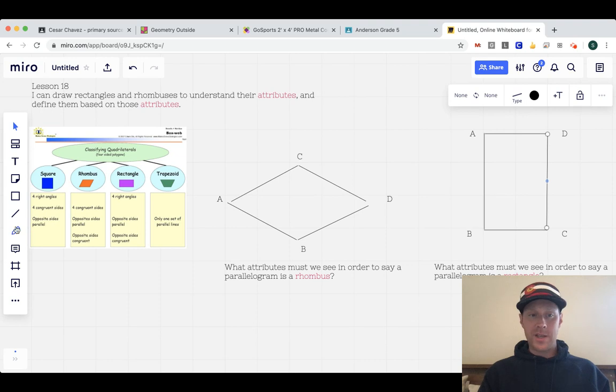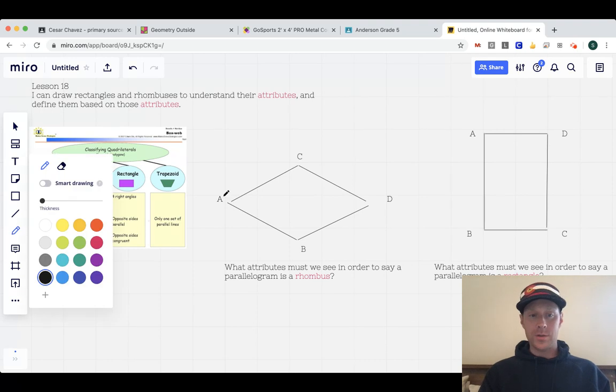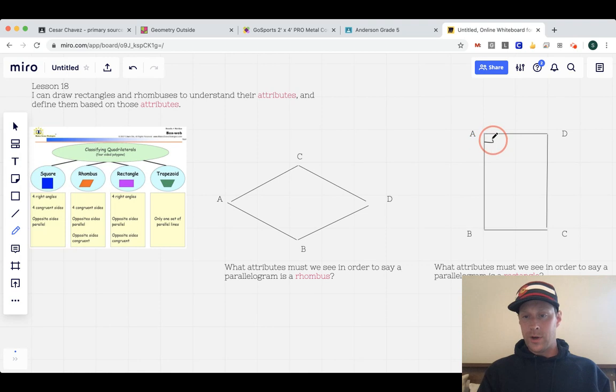That's right. It's got four right angles. Four right angles, or four 90-degree angles. Here's one, here's one, here's one, and here's one. What else did you notice?